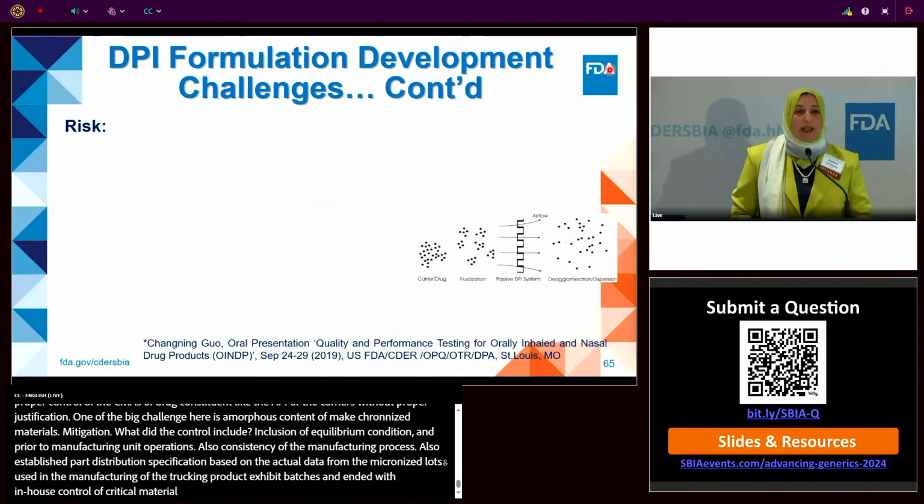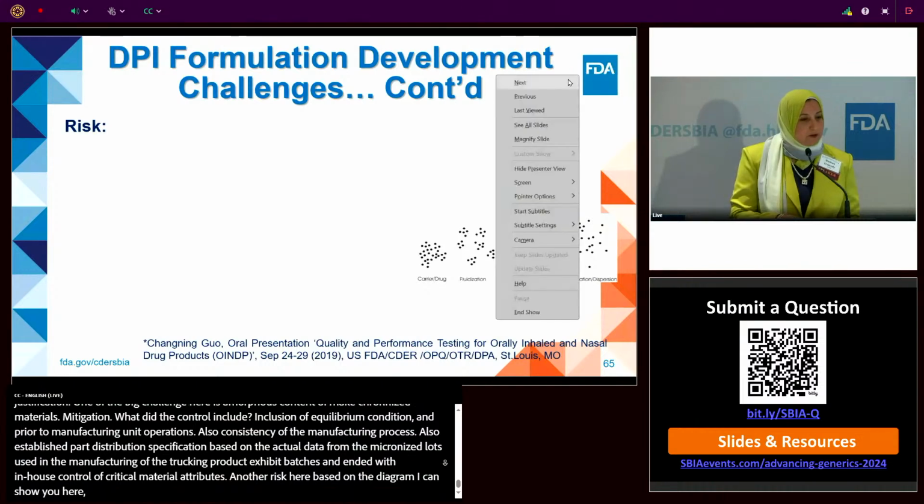Another risk here, based on the diagram I can show you here, this is, sorry.